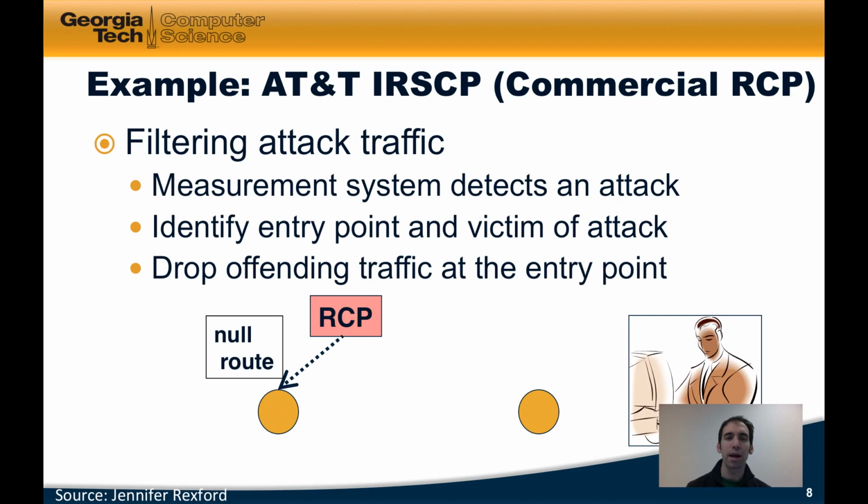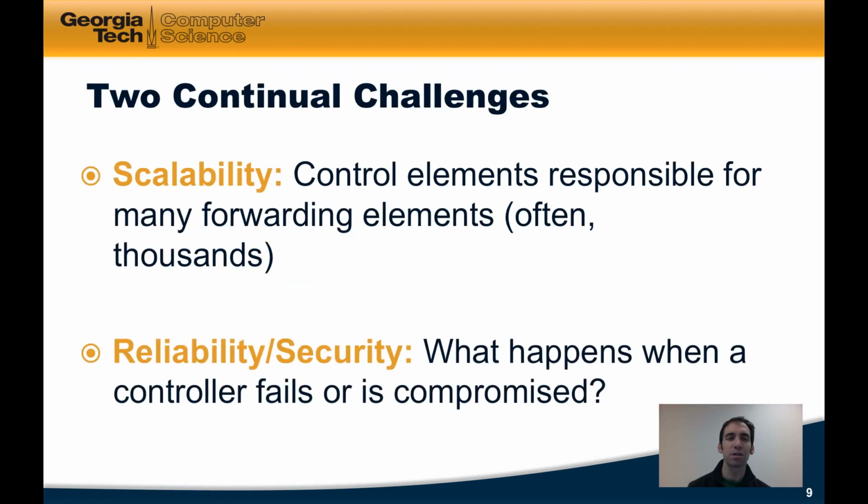So those are just two examples of how the control and data plane separation have helped in specific cases, but there are also challenges to making the control and data plane separation a reality. The first is scalability. Once you separate the control elements from the forwarding elements, it's likely that a control element may be responsible for many forwarding elements and sometimes thousands of forwarding elements.